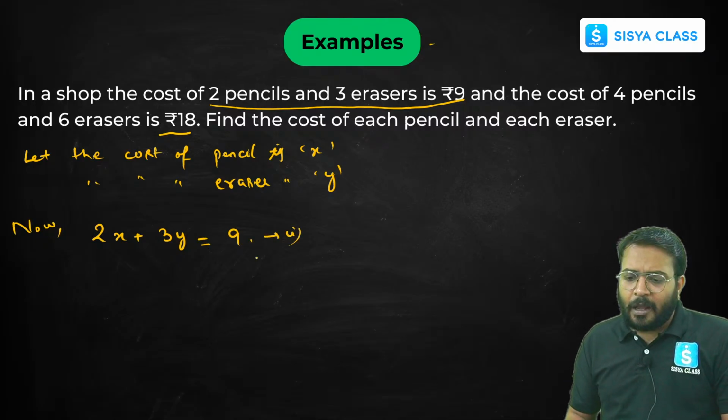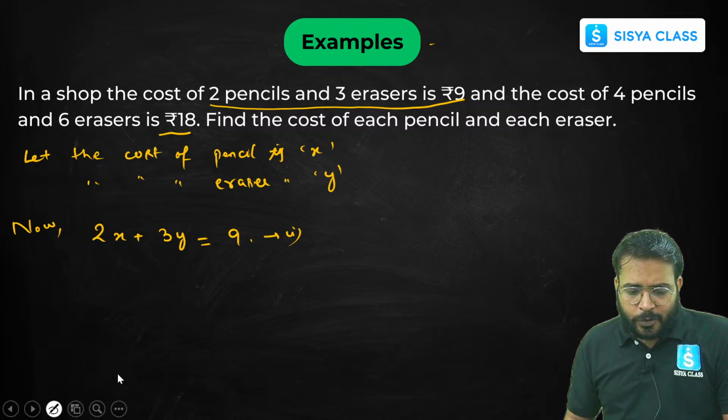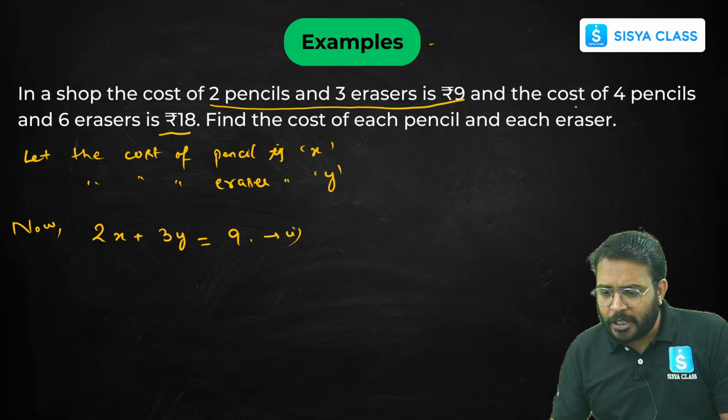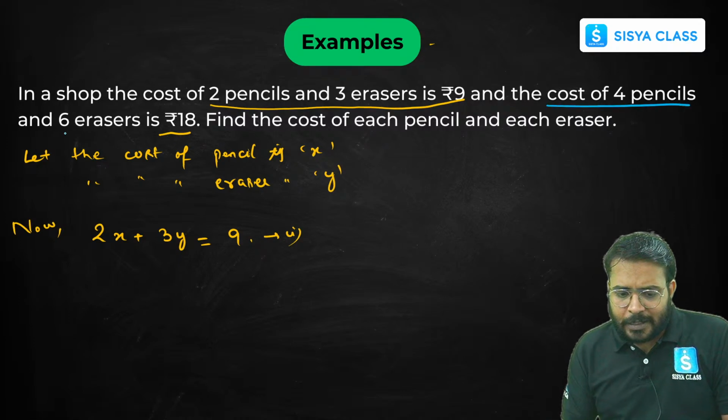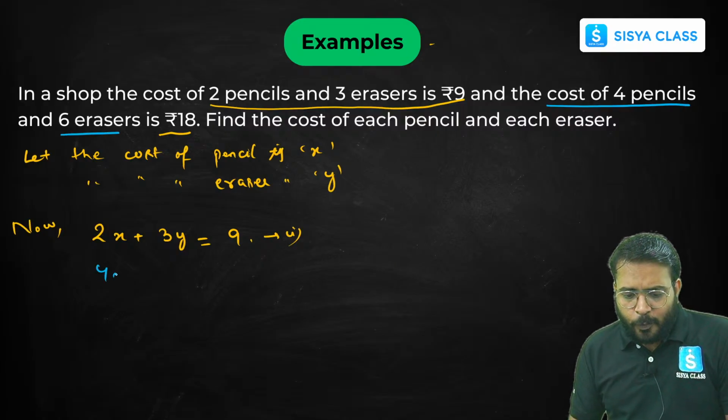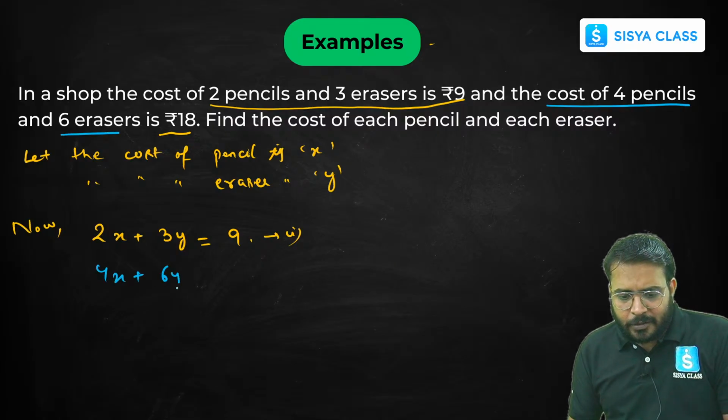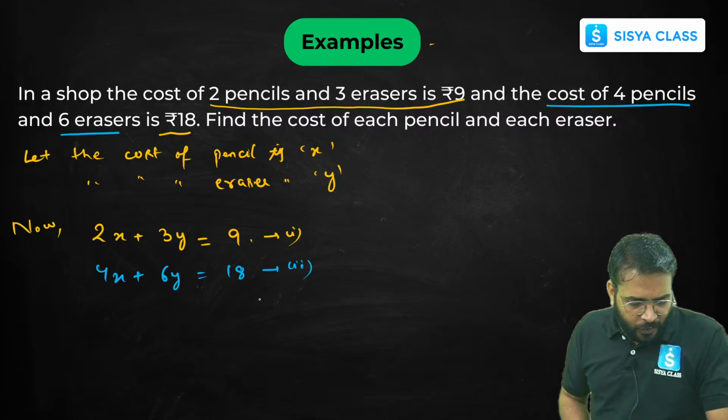Okay, fine. Now equation 2 you will frame from statement 2. That means the cost of 4 pencils and 6 erasers. The cost of 4 pencils and 6 erasers is 18. Yes or no? Now we need to find out the value of x and y.